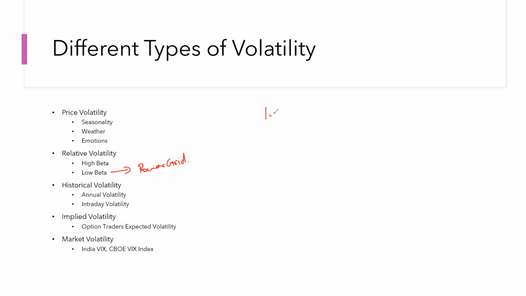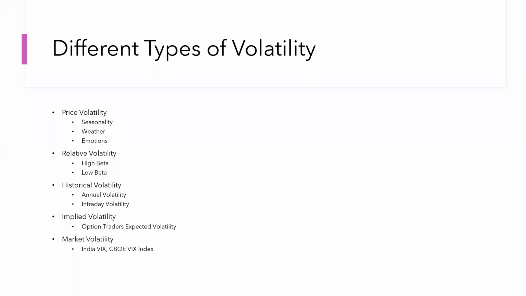If Nifty moves by 1%, hardly Power Grid will be moving by 0.3% or 0.4%. Compared to Nifty, Power Grid will be moving very, very little. So in my studies, I prefer not to use relative volatility. I mostly prefer to use historical volatility. Historical volatility is the actual volatility. So probably we can go and check out the NSE India portal. Every day they publish the report under the terms of annual volatility, or you can also figure out intraday volatility.